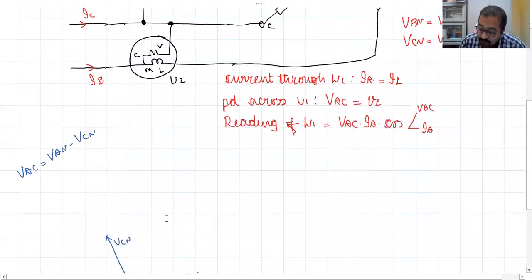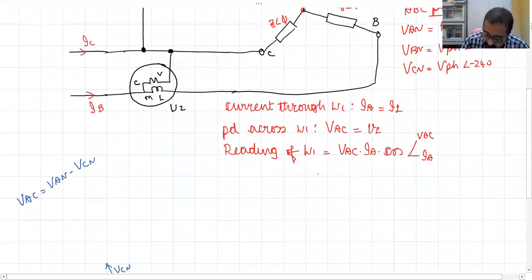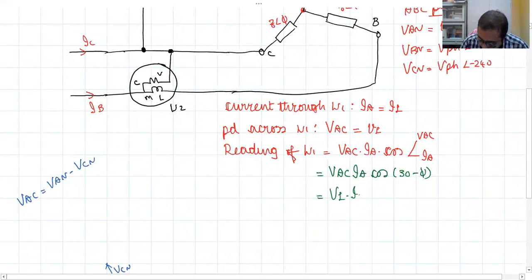Okay, but what we want to find? We have to find the angle between VAC and IA. So how much will be the angle between VAC and IA? This much angle will be 30 minus phi. So I can write this as VAC IA cos(30 minus phi). But VAC, what is that magnitude? That is VL, the line voltage magnitude. IA is the line current magnitude and cosine of 30 minus phi. So this will be the reading of wattmeter 1.